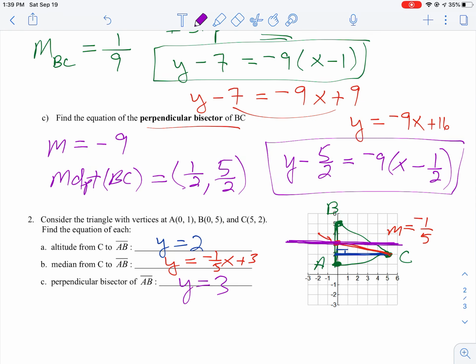Okay, so you've seen a couple examples of altitude, median, and perpendicular bisector. Hopefully this helps you with the note sheet that's required for submission for today.